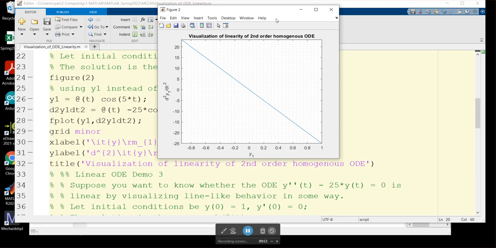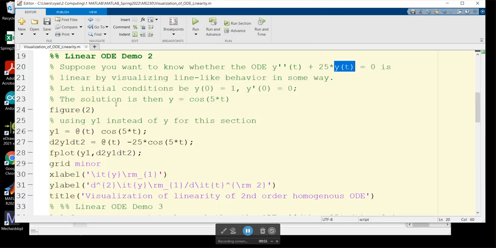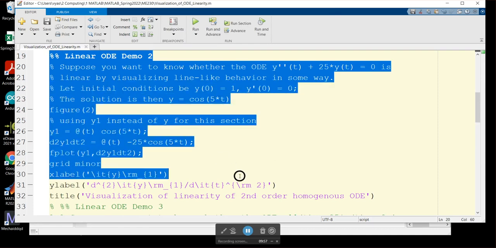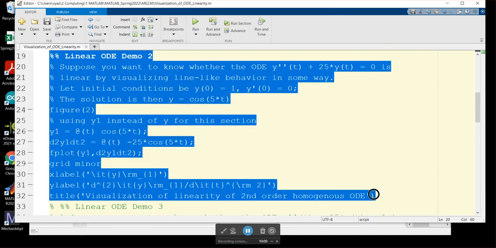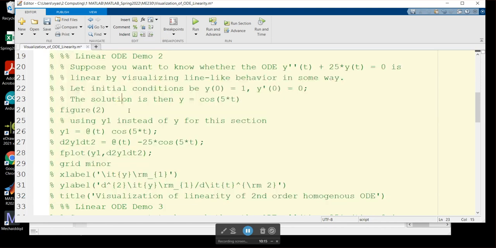So with that said, close this, comment this out, and then go to the next section. I'm just using all linear ODEs. If you take any non-linear ODE like this, you will be able to see it's not a line. So that goes without saying, and that is left as an exercise or homework, if you will, for the audience.